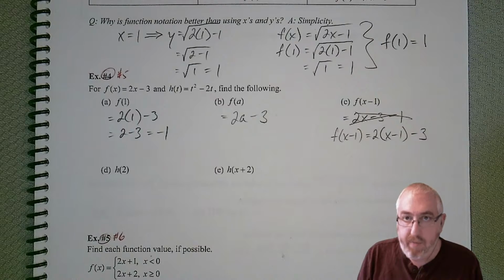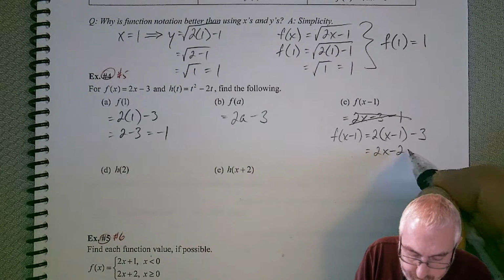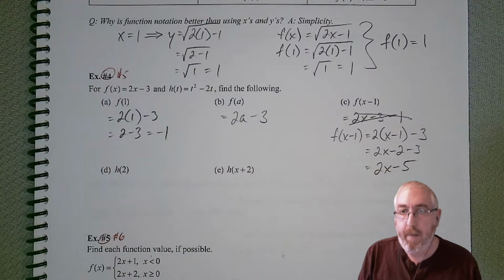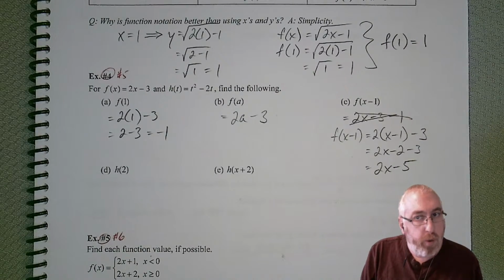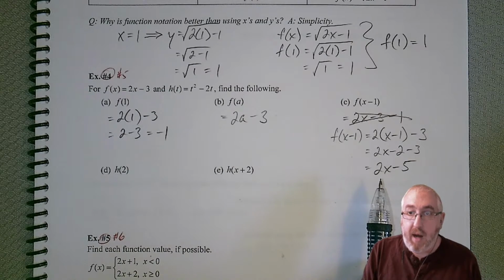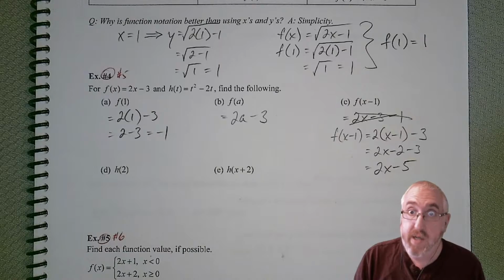And now you're just going to simplify it. So we can distribute and then combine like terms, and we're done. So 2x minus 5. So really want to be careful with this. This is a very important concept to understand and to apply correctly. So we're going to see that a few more times.